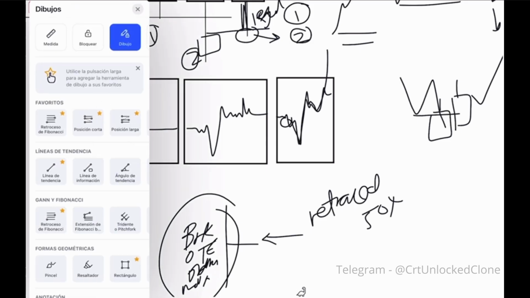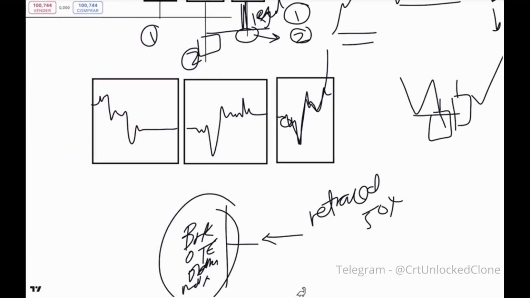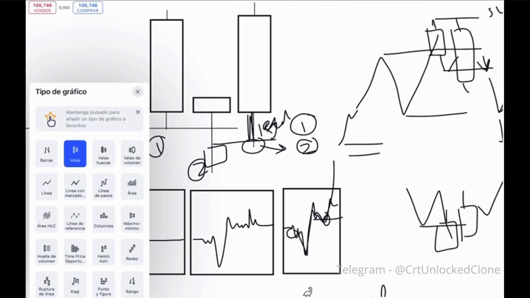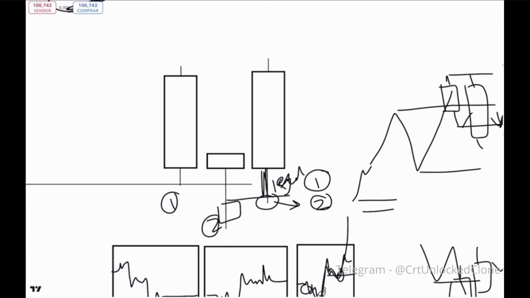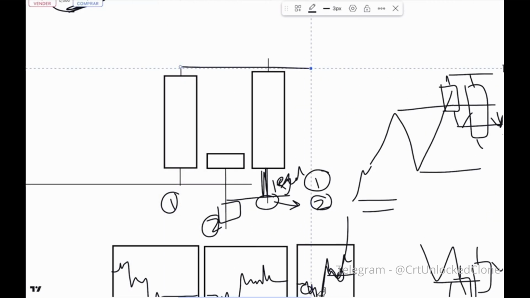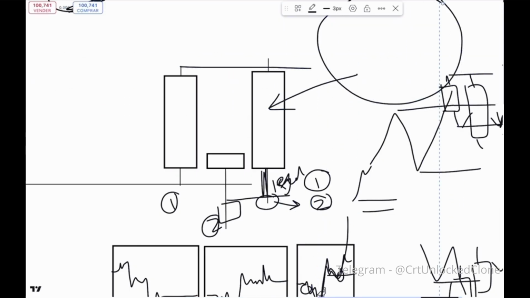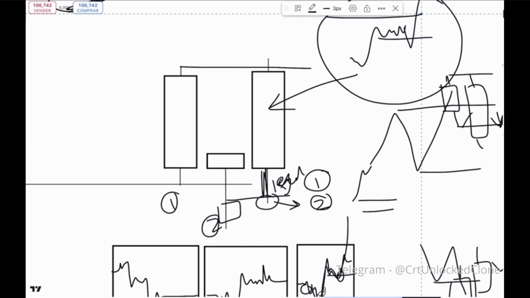And of course, the final one is my favorite, the kiss of the turtle soup before the target. Right, so before this high is hit, there's always going to be in this candle, if you zoom in this candle, one final turtle soup, and the target is met. Right? This is the easiest. This is like taking candy from a baby.